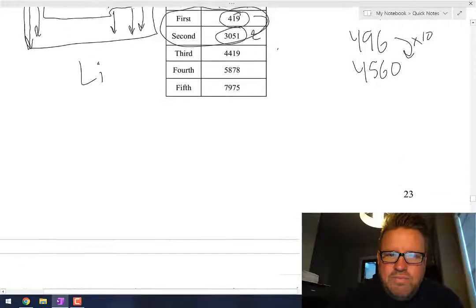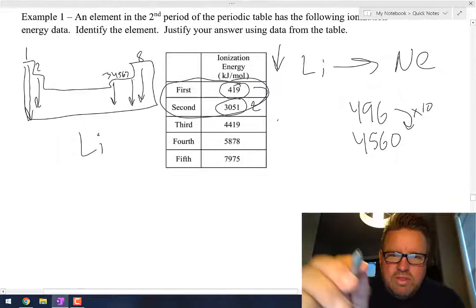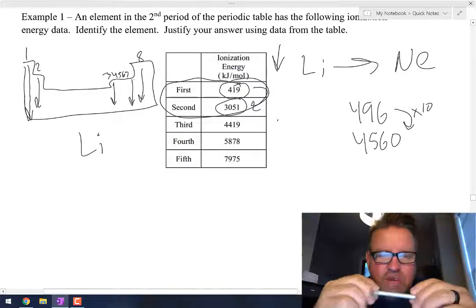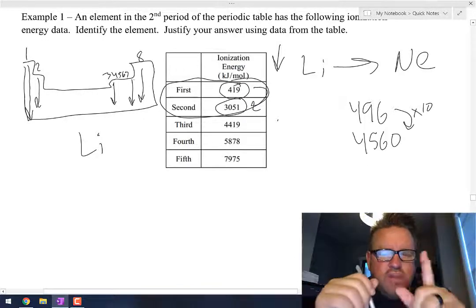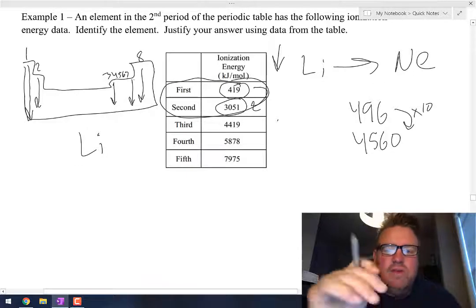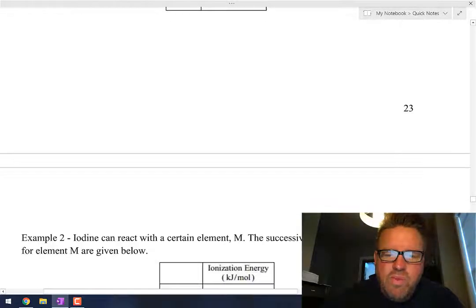I'm not going to write all that out, but you should pause it and write all of that out. I would just say the big jump between the first and the second ionization energy shows that lithium has one valence electron. And the only element in the second period that has one valence electron is lithium.